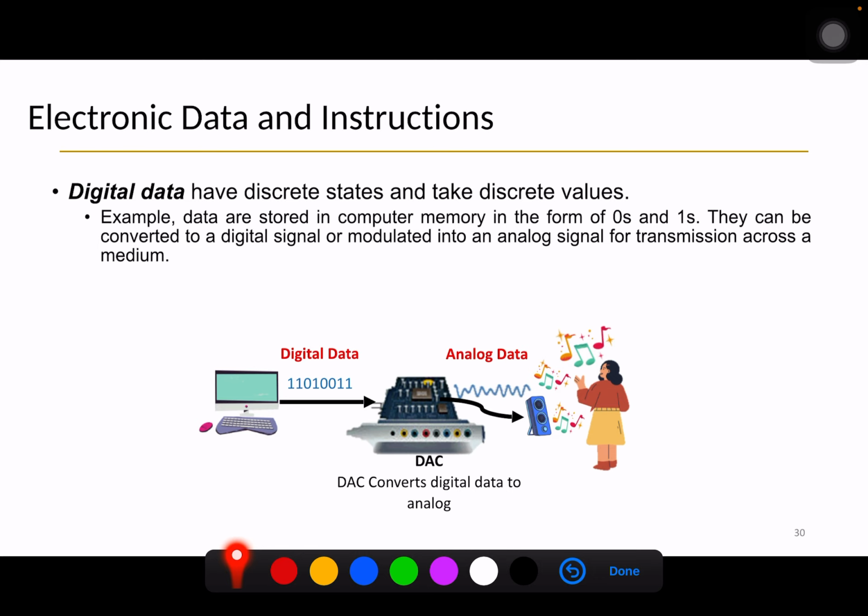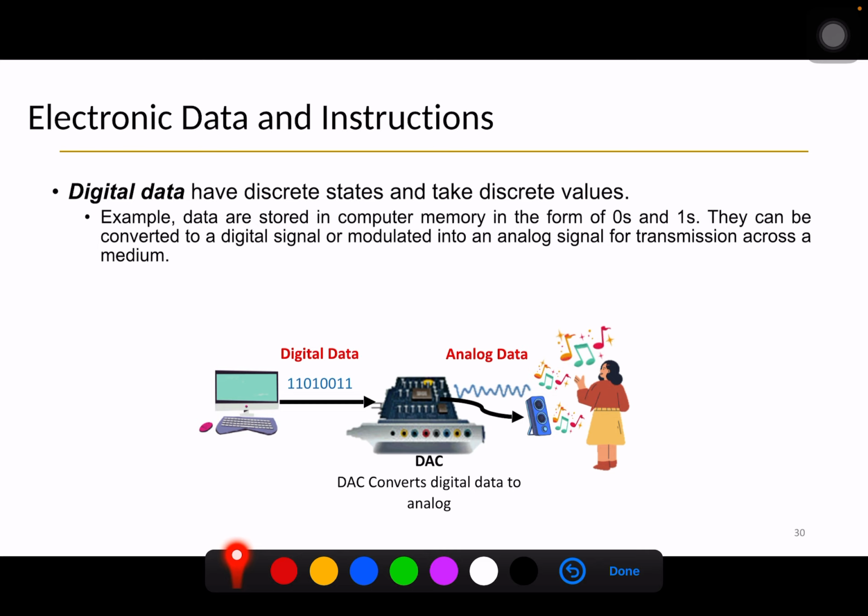For example, data stored in computer memory in the form of zeros and ones. As I said before, they can be converted to a digital signal, or modulated into an analog signal for transmission across a medium. Vice versa, whatever data is originally stored in the computer in the form of digital data must first be converted to analog data so that it can be used by humans. For example, this audio data must be converted by using DAC first.